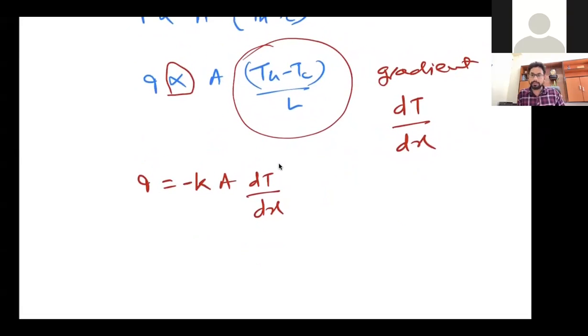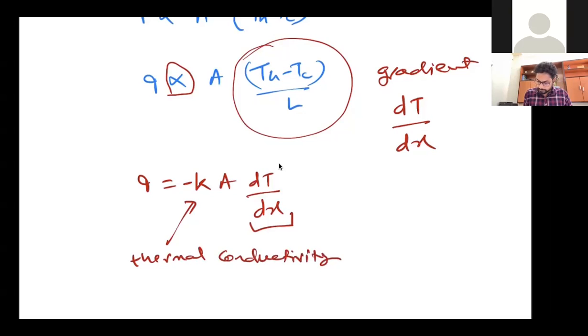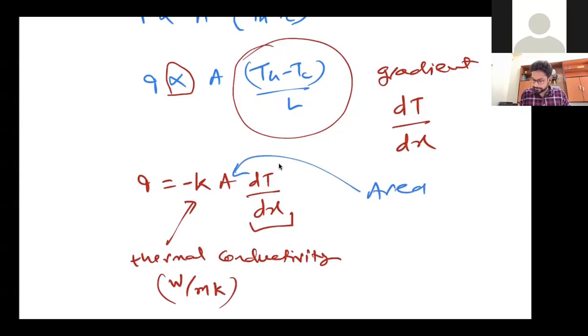And why do we put minus? Because heat transfer always happens from higher temperature to lower temperature, where this gradient is already negative, right? So K is called thermal conductivity, and that has a unit of watt per meter Kelvin. A here is the area through which heat transfer is taking place, and this is the temperature gradient.